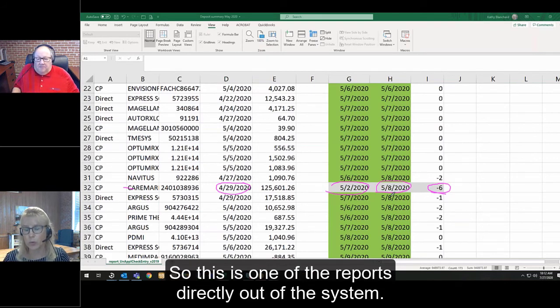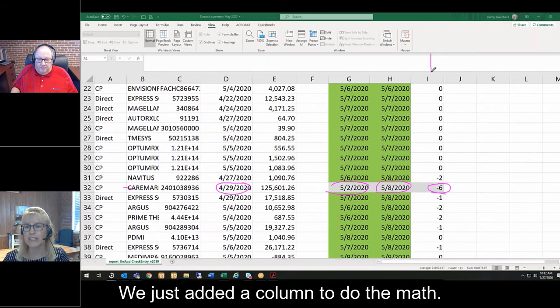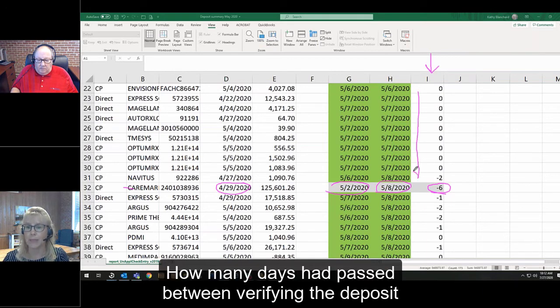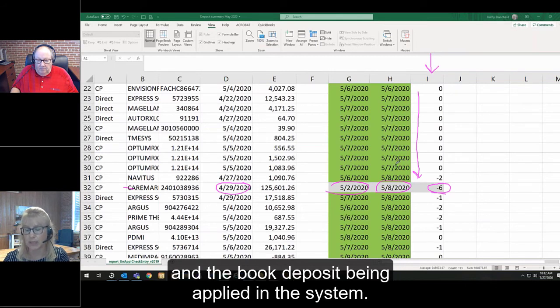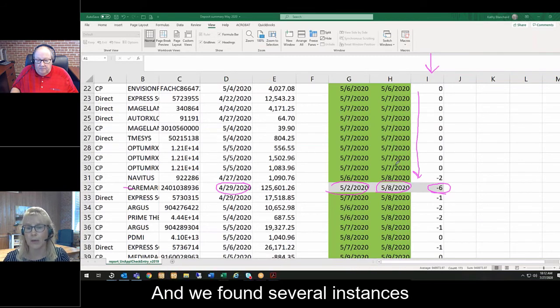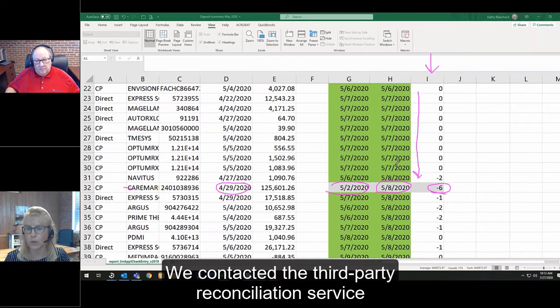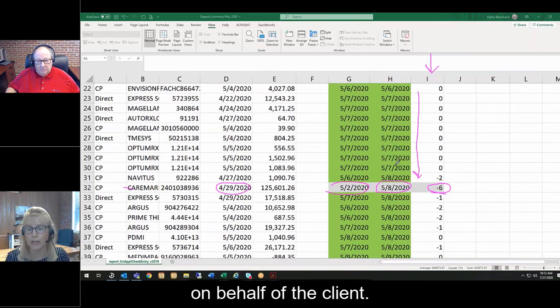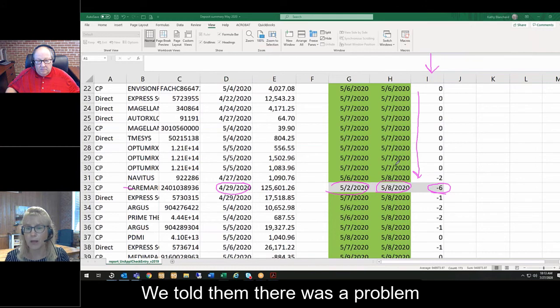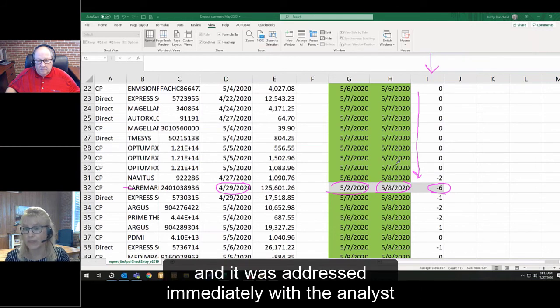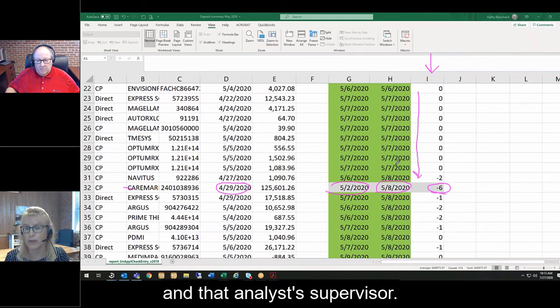So this is one of the reports directly out of the system. We just added a column to do the math. How many days had passed between verifying the deposit and the deposit being applied in the system? And we found several instances where that was a problem for this client. And we contacted the third-party reconciliation service on behalf of the client, told them there was a problem, and it was addressed immediately with the analyst and that analyst's supervisor.